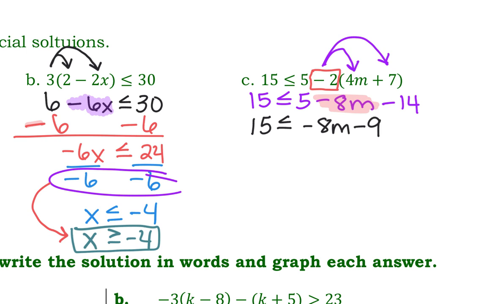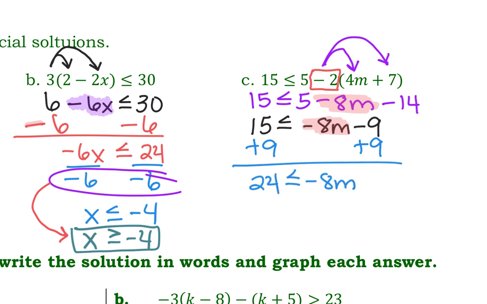All right, and that m, again, the m's are already by themselves, so I have to move the last number over. What number do I need to move over? The -9. How do I move over that 9 if I'm subtracting it? Adding it. Good. Let's add 9 to both sides. What's 15 plus 9? 24. All right, and what's our last step? We're going to divide both sides by -8. Good. So what's 24 divided by -8?